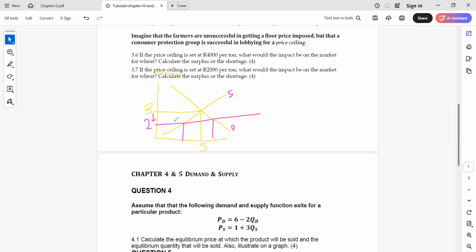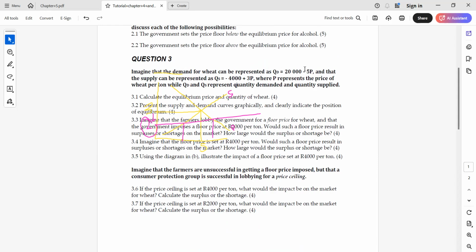This will lead to excess demand, because more is demanded but less is being supplied. So you just have to calculate this excess. To calculate it, you substitute this 2,000 into the quantity demanded and quantity supplied equations. You get your quantity demanded of 10,000, and for your quantity supplied, you get your 2,000.